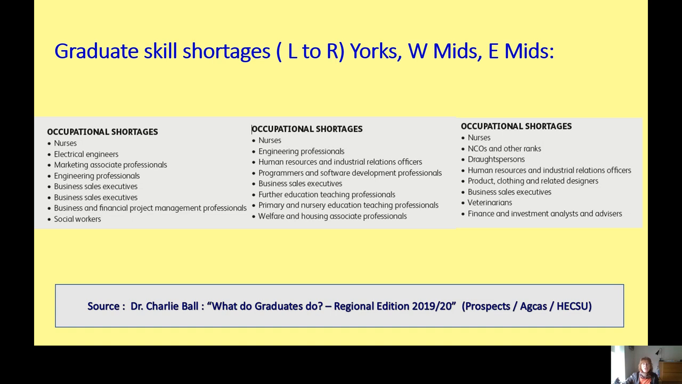We can see that we've got occupational shortages for graduates within professions such as nursing, draftspersons and designers, people who work in human resources and industrial relations, so in other words, business studies related graduate jobs, product design, finance and investment analysts, and so on. So what Charlie Ball is pointing out to us here is that there are a lot of graduate skill shortages in our local area.